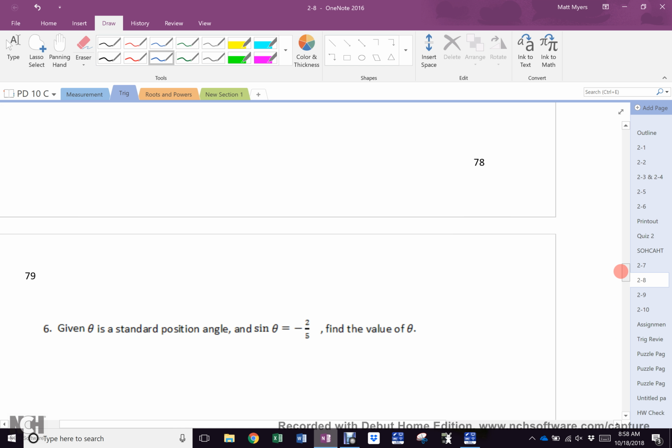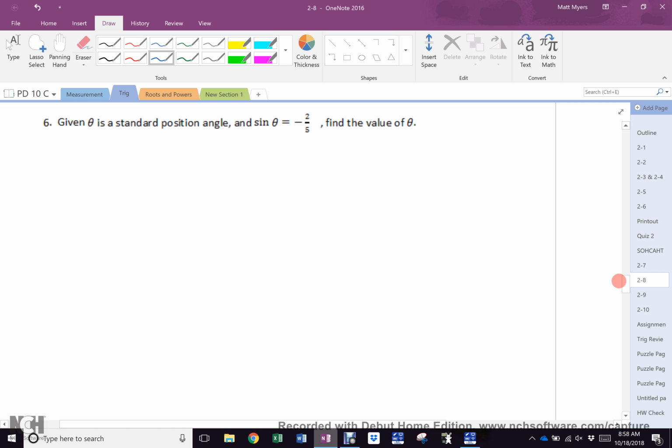Let's do number 6, and then I'm going to give you your work for the weekend. Standard position angle, and I know it's sine. As soon as you see sine, what do you know? You know two things. What do you know?